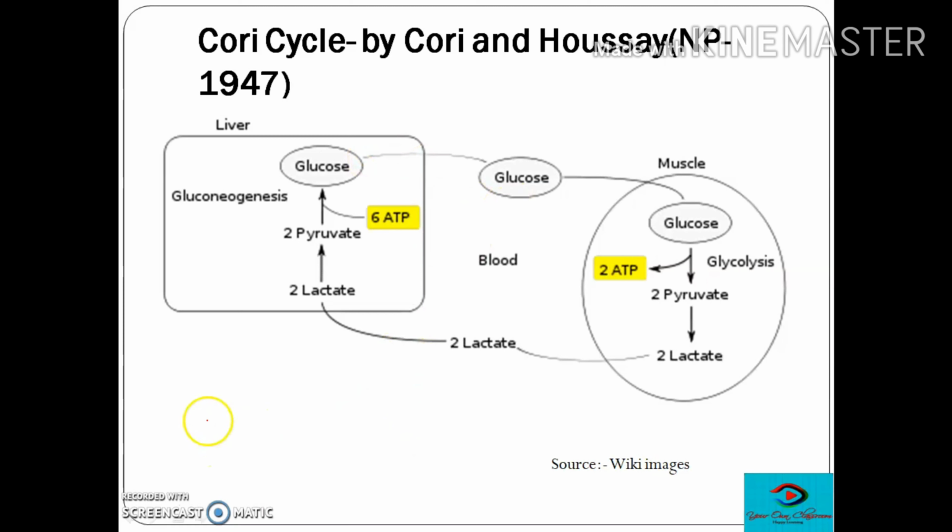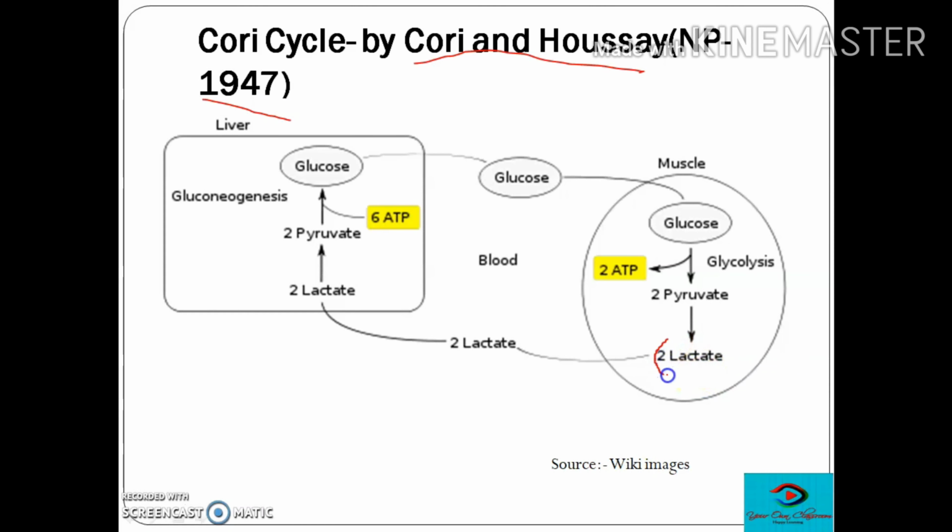Now we will study the Cori cycle. It was given by Cori and House, and they got a Nobel Prize in 1947 for that. So let's see what happens in the Cori cycle. As you can see, it is labeled muscle here. Inside the muscles, glycogen is stored. Under strenuous exercise conditions, this glycogen is broken down into glucose, and due to excessive strain, an anaerobic condition is created and glucose undergoes glycolysis to form lactic acid or lactate. And as you know, lactate causes pain, fatigue and cramps.